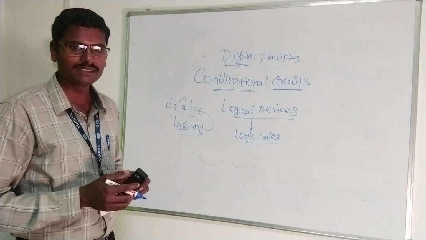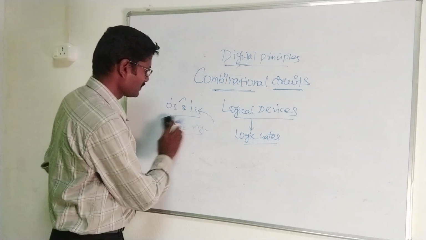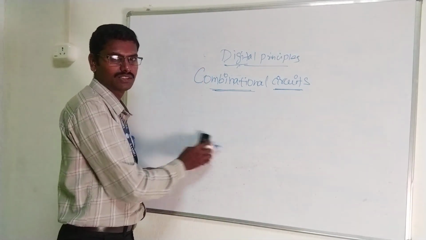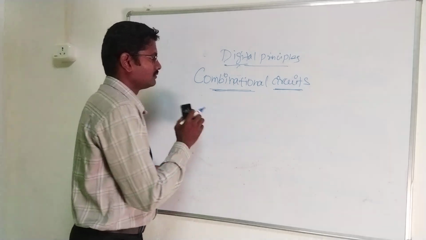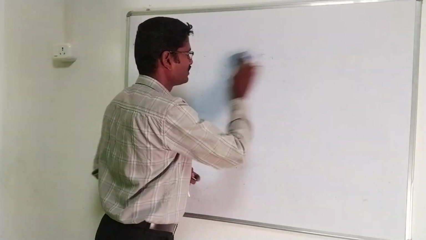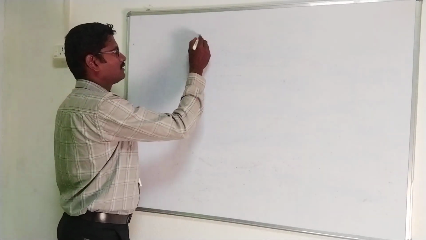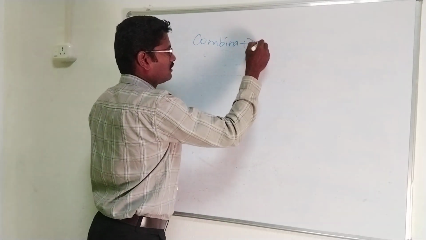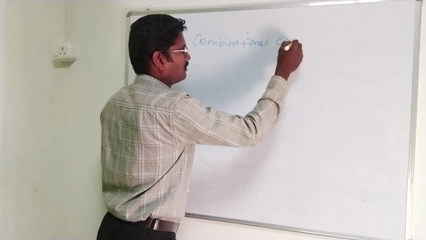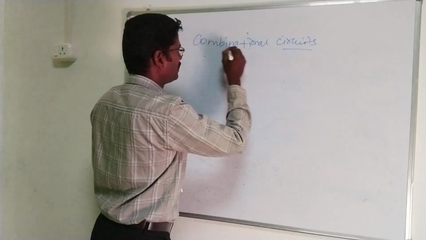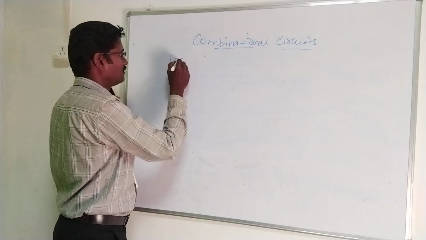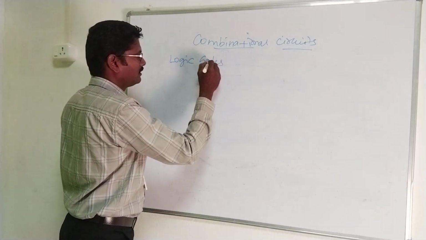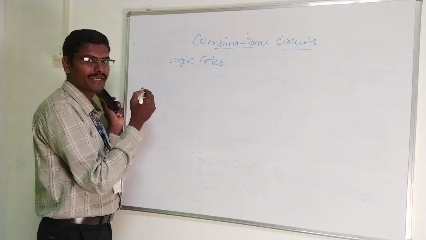Now let's discuss the types of logic gates and their corresponding logic symbols. In this class we are going to discuss the types of logic gates and their equivalent symbols with corresponding expressions.